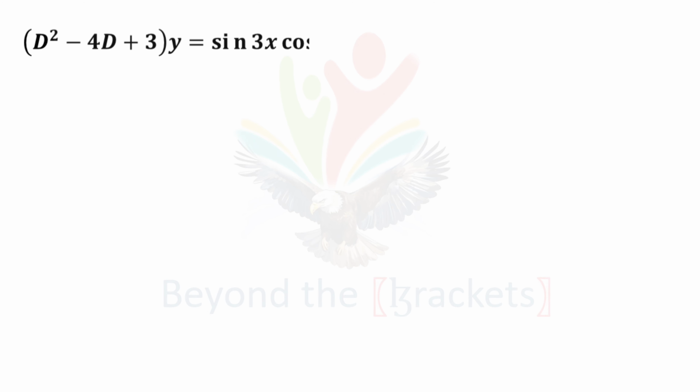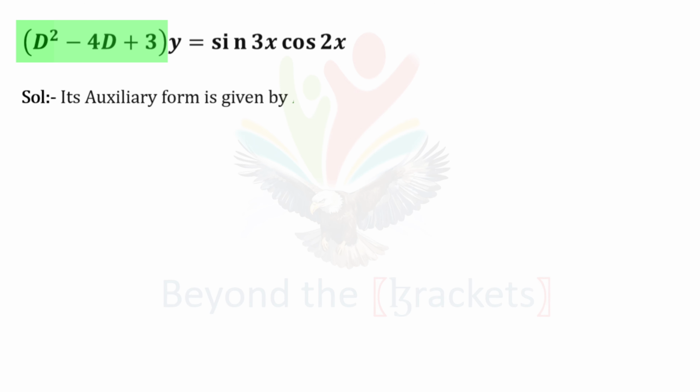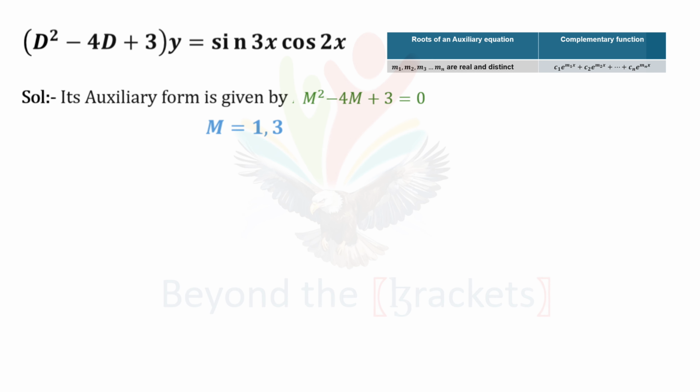The next question is again in the operator form. Its auxiliary equation is obtained by replacing d with m and equating it to 0. We get m square minus 4m plus 3 is equal to 0. The roots of this equation are 1 and 3, which are real and distinct. The complementary function yc is equal to c1 e power x plus c2 e power 3x.